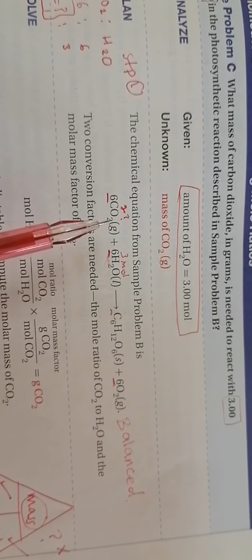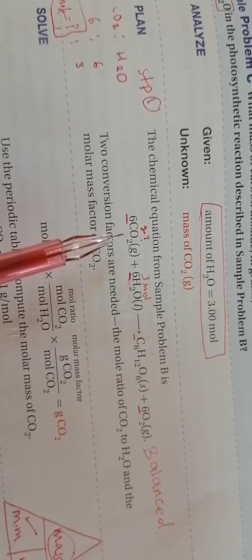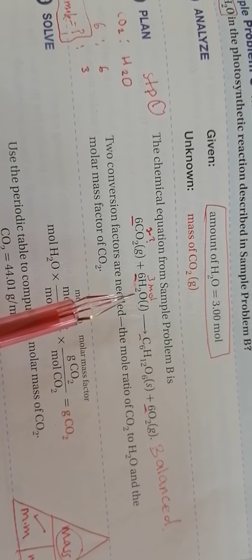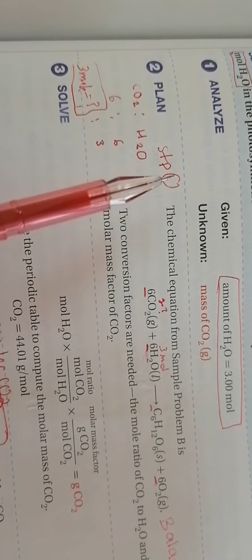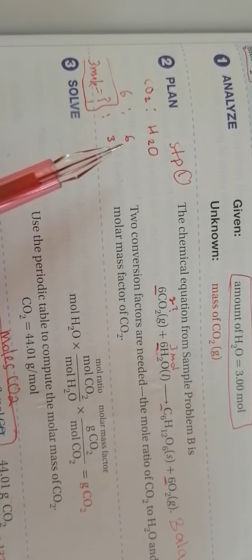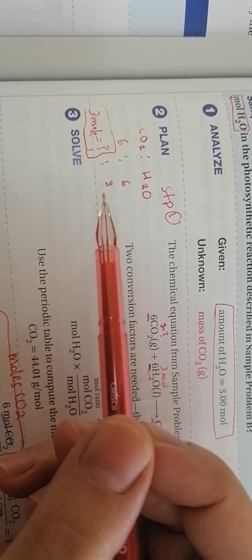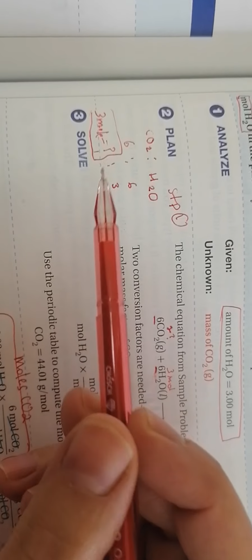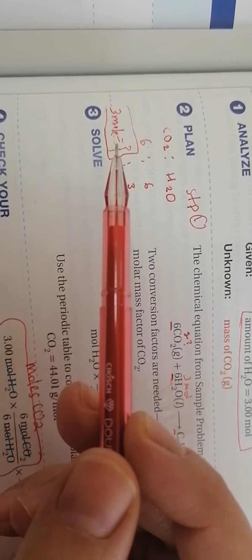Over here we have our balanced equation. As you can see, it is balanced. And we can tell the mole ratio between CO2 and H2O. We have 6 moles of CO2 to 6 moles of H2O. So if we do the mole ratio in step number 1, between CO2 and H2O, it's a 6 to 6 mole ratio. So if I have 3 moles of H2O, how many moles of CO2 will I have? So by cross multiplication, we find out that the moles are 3.